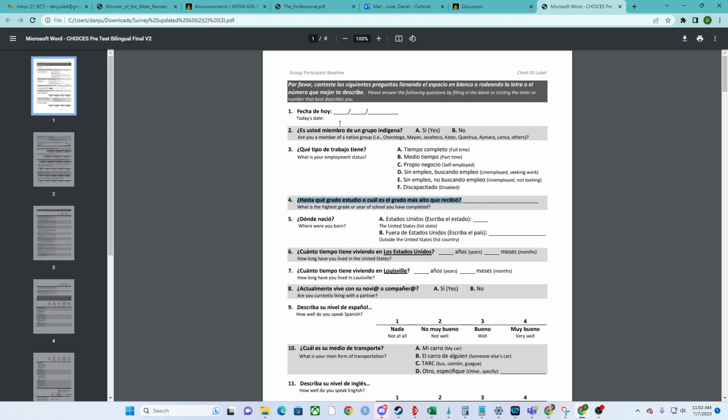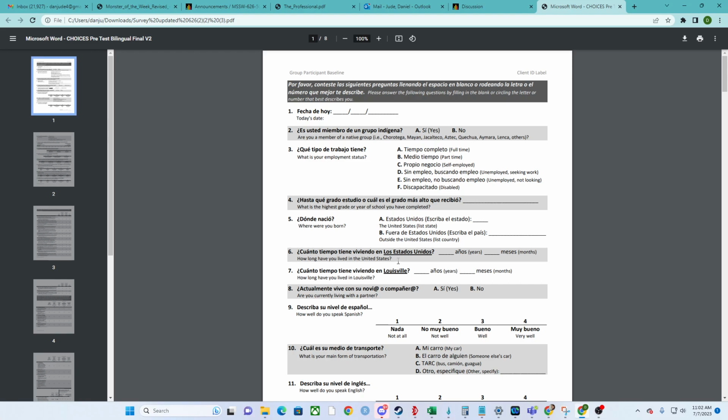So we're going to read it in English because we know English speaking primarily, or at least I'm primarily English speaking. Today's date, simple enough, fill in the date. So far, so good. Are you a member of a native group? It's a yes or no question. Code it 0 to 1, no problem. Moving forward. What is your employment status? Again, we're asking full-time, self-employed, etc. No problem so far. What is the highest grade? We're asking for education. Again, we're gathering independent variables. Where were you born? It asks whether you were born in the country or outside of the country. Again, the 0 to 1 coding.